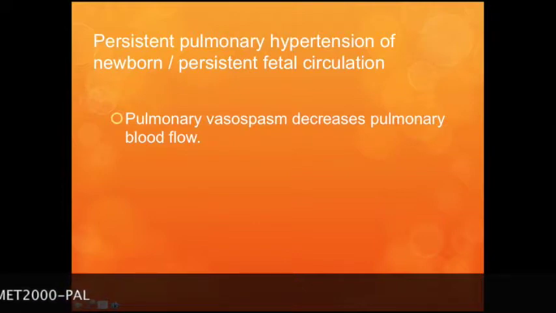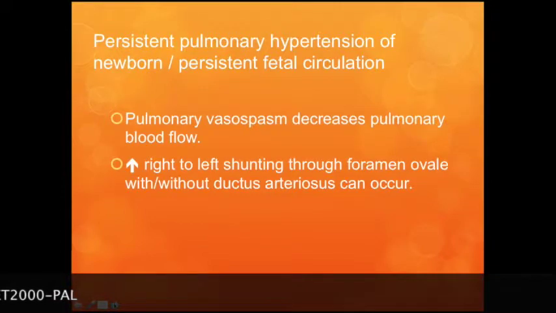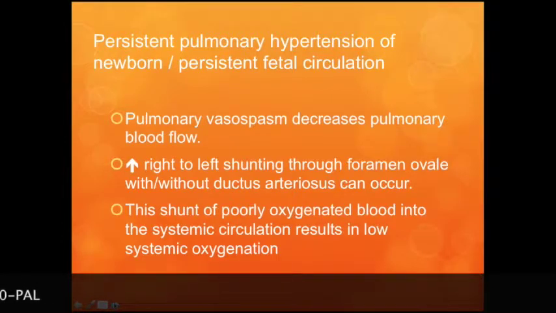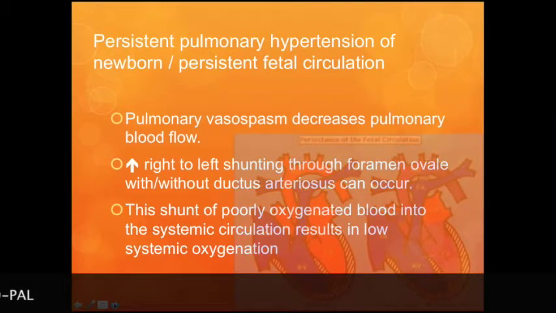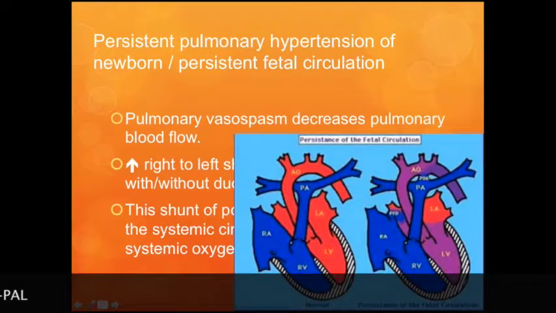So they get very high pulmonary resistance, and that can then cause shunting of blood from the right side to the left side through a foramen ovale, which at birth is usually going to still be patent, and it can also go from the ductus arteriosus into the aorta, and this will result in desaturation.